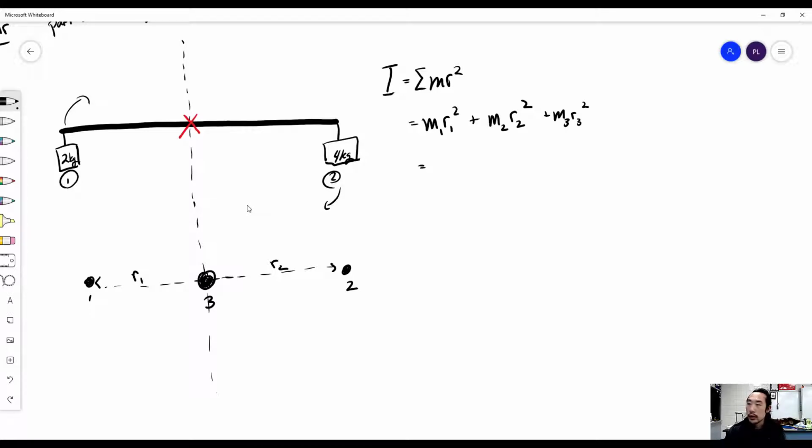So if we were to put it in the calculator, we can say the mass of 1 is 2 times the radius. Now, I believe I said that the total length of the rod is 3, so R1 would be 1.5 squared. Okay, plus mass 2, which has a mass of 4 kilograms, also has 1.5 squared as the radius squared. And see what I do here? I don't think I gave you the mass of the rod.